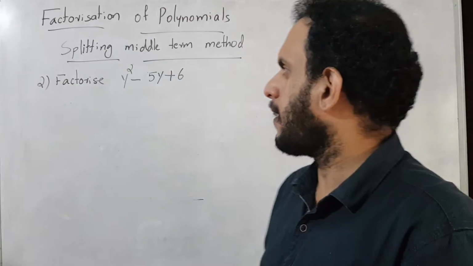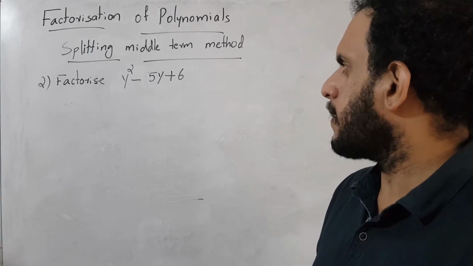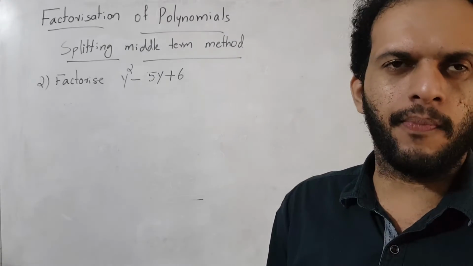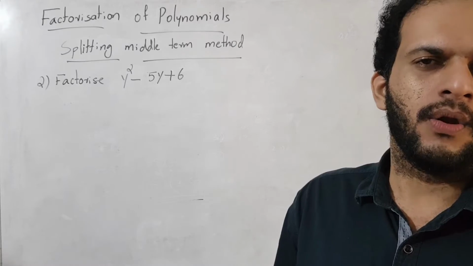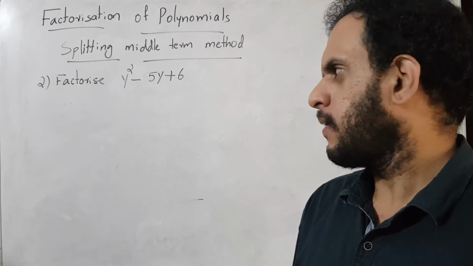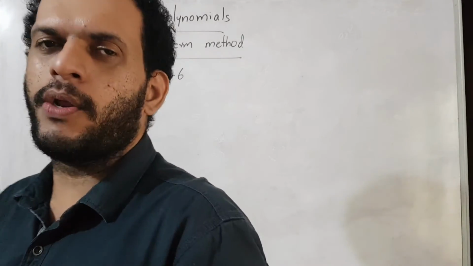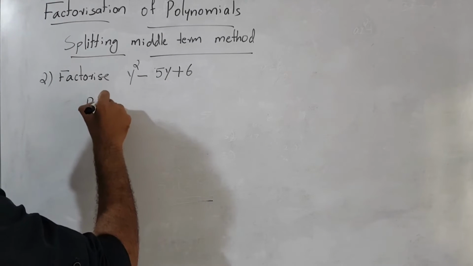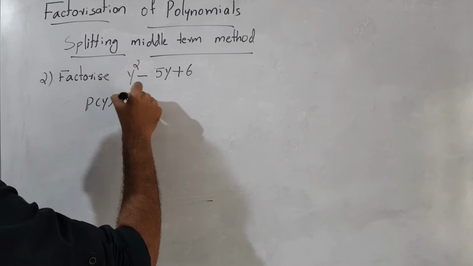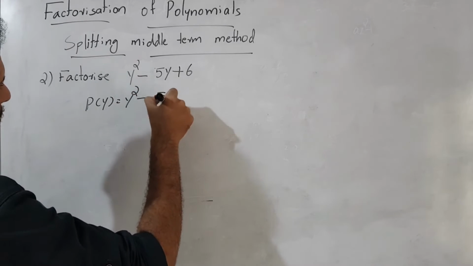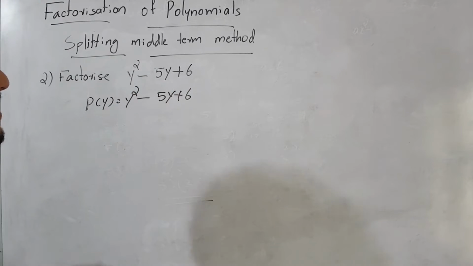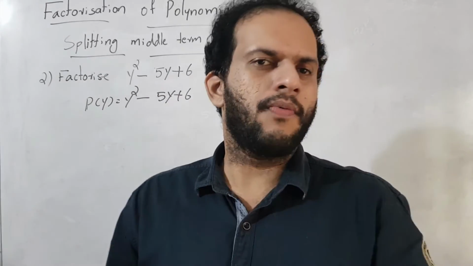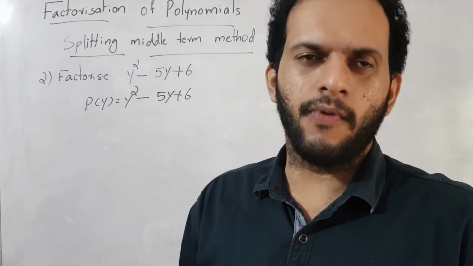The next question is like this: factorize y square minus 5y plus 6, a polynomial in variable y. Correct? Then first we give the name of the polynomial. What is that? P of y is equal to y square minus 5y plus 6. Then next we compare the given polynomial with the standard form.